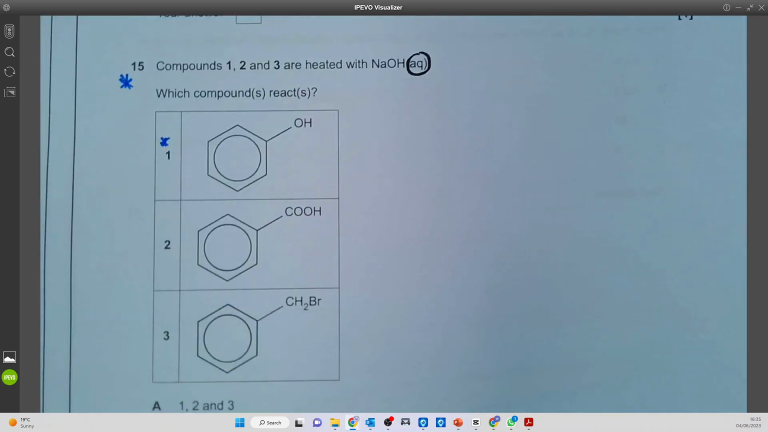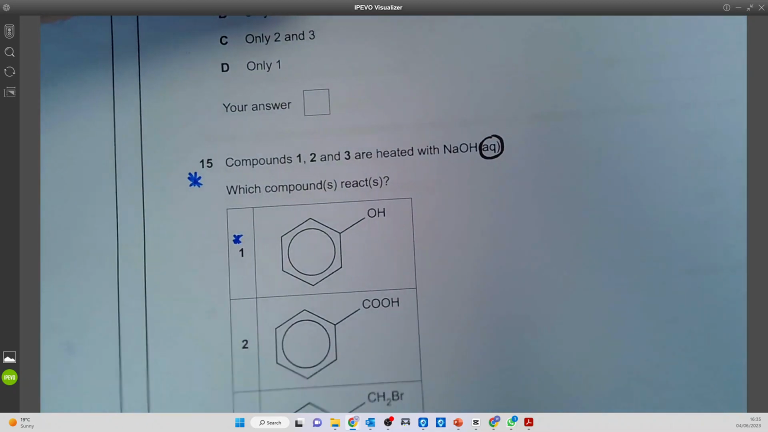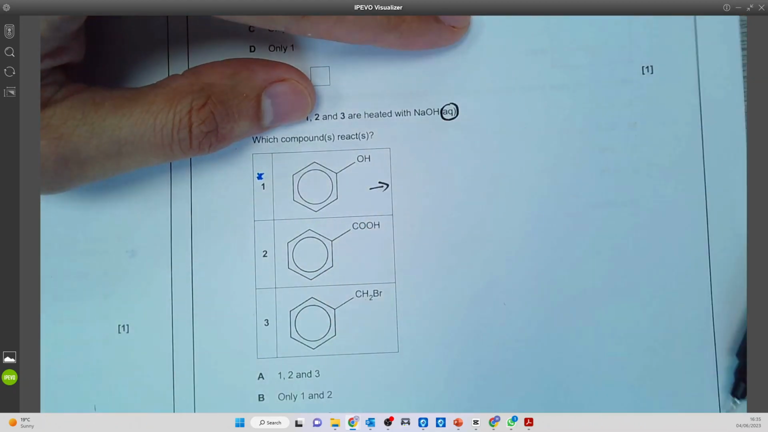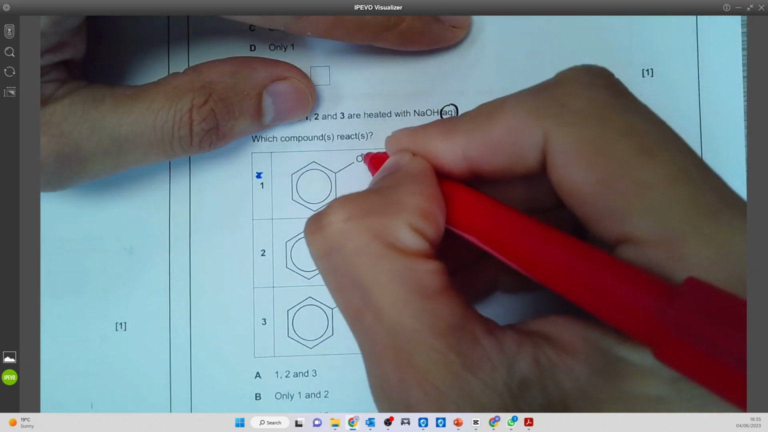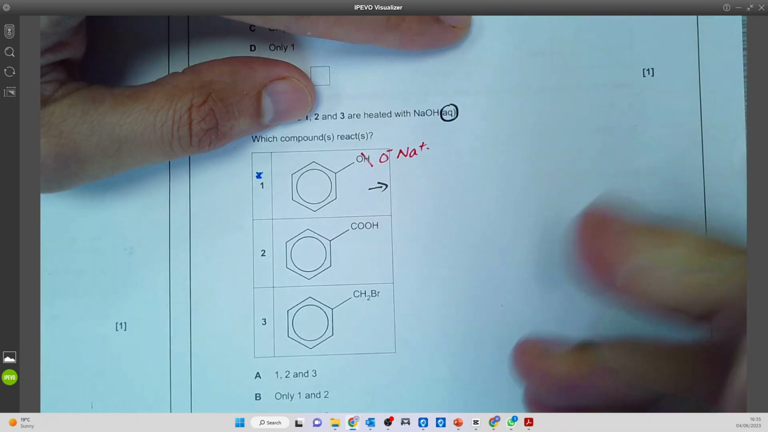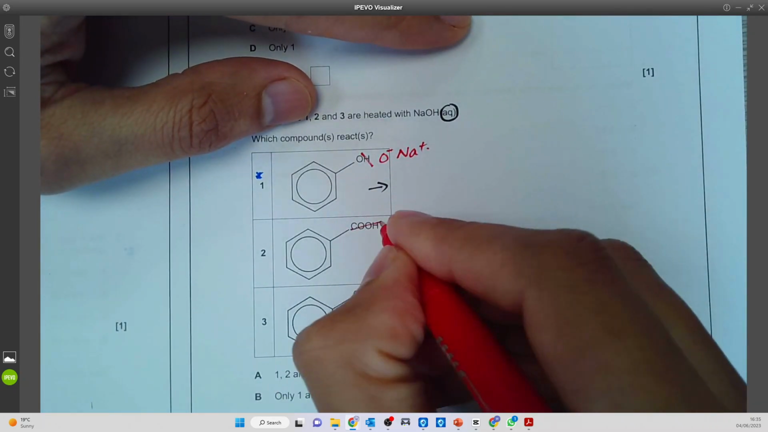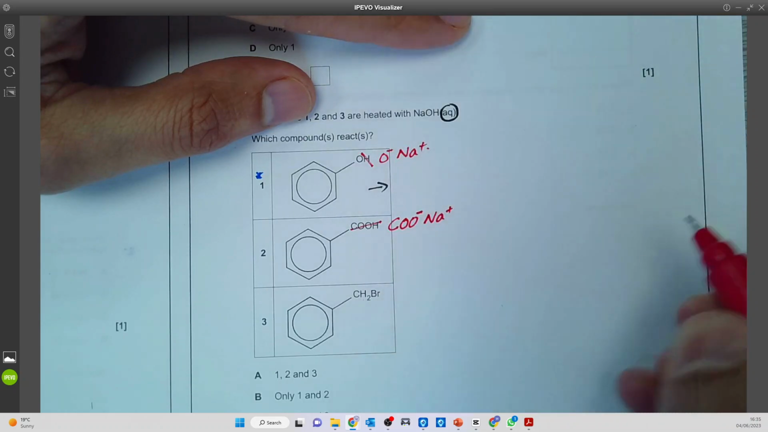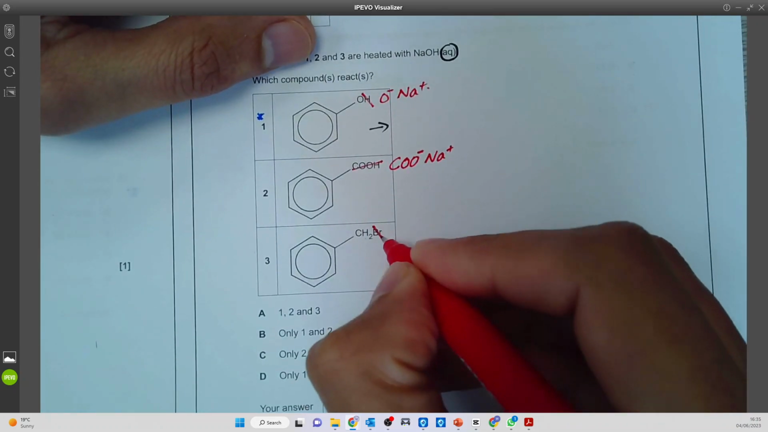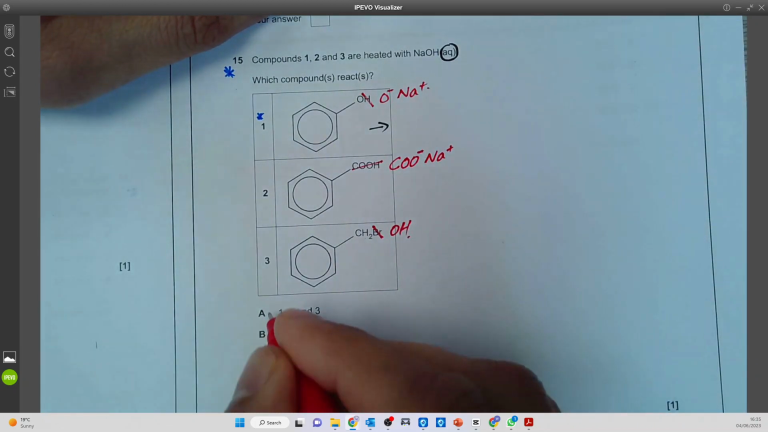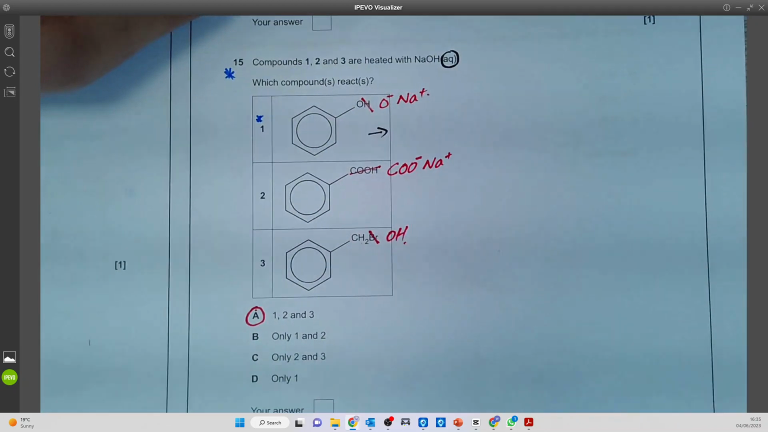So I can then say, based on that information, in this case, this Na will change, this will change to O minus and Na positive. This whole thing will change into COO minus and Na positive. In this case, this will change to OH. So in this case, it will react with O3 of them.